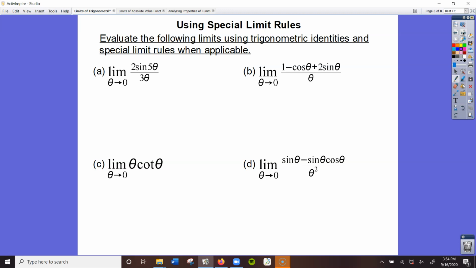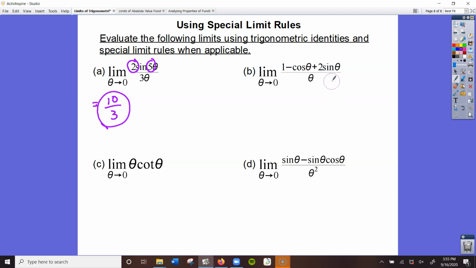So finally, we're going to go ahead and practice using our special limits. For this first one, we have the limit as theta is approaching 0 of 2 sine of 5 theta over 3 theta. So basically, we're going to take all of those coefficients in the numerator and multiply them. 2 times 5 is 10. And we divide it by the denominator, which is 3. Since I can't divide, we're going to leave it just like that.